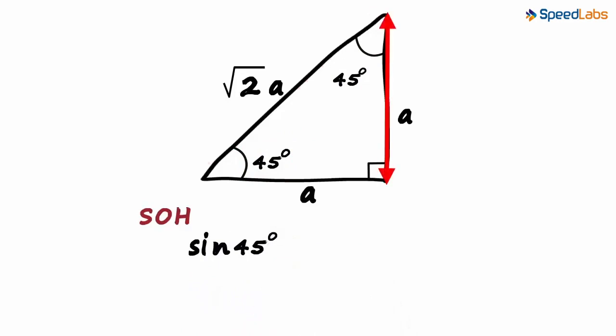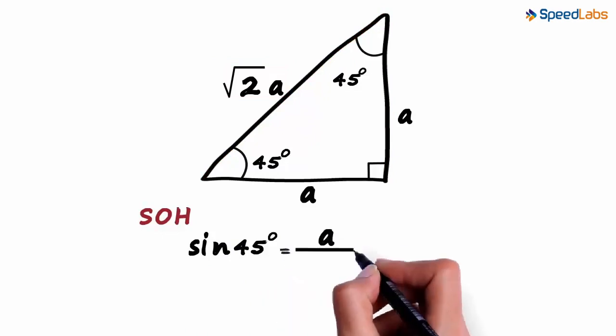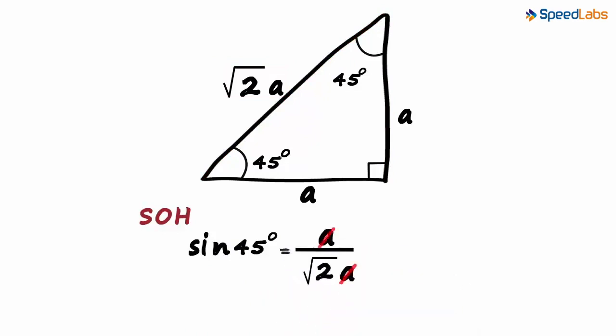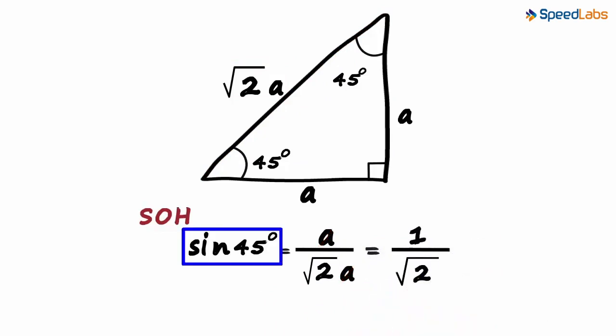Sine is opposite by hypotenuse. Opposite is A units and hypotenuse is root 2 A units. So it will equal A by root 2A. A cancels out and we get 1 by root 2. So sine 45 equals 1 by root 2.